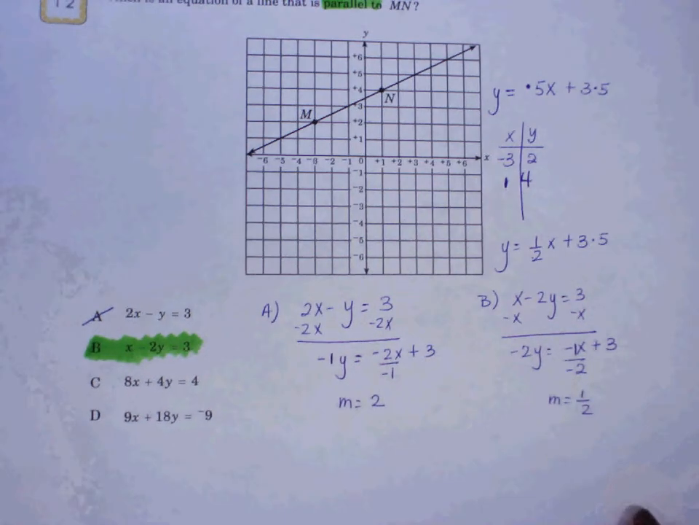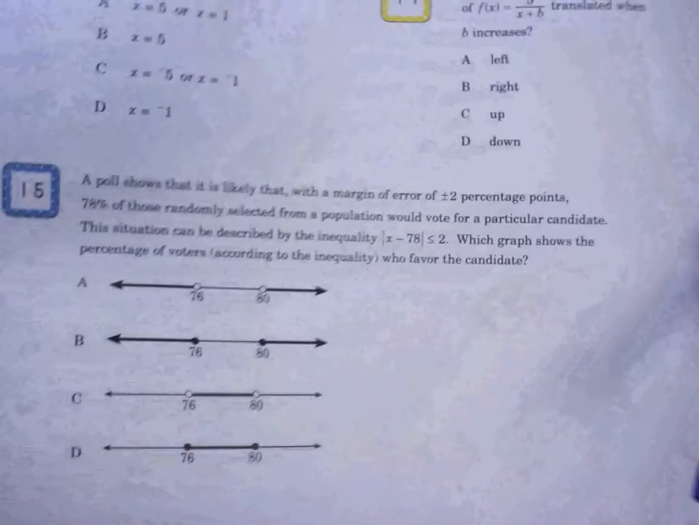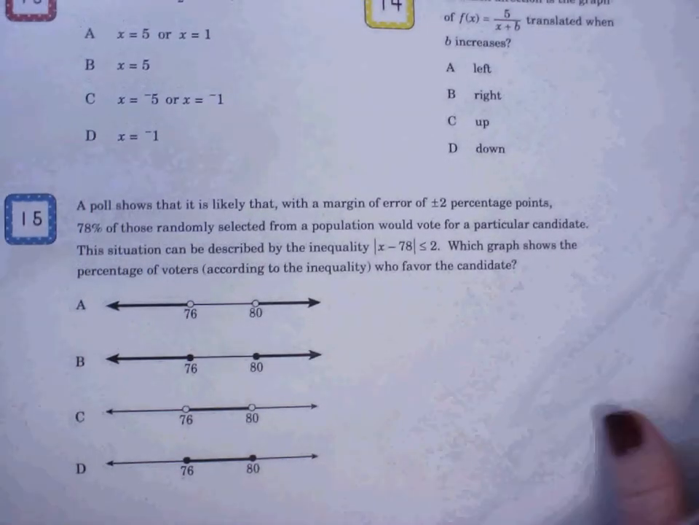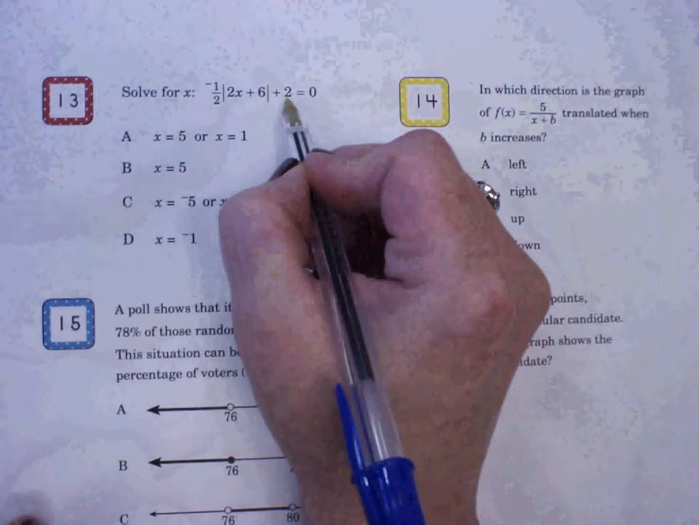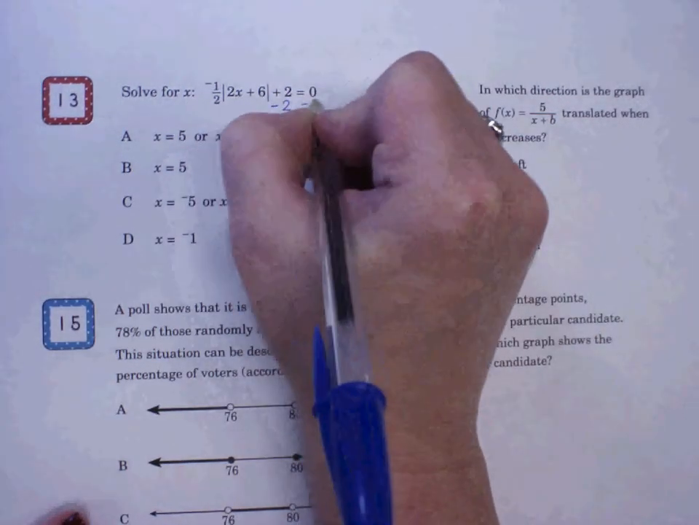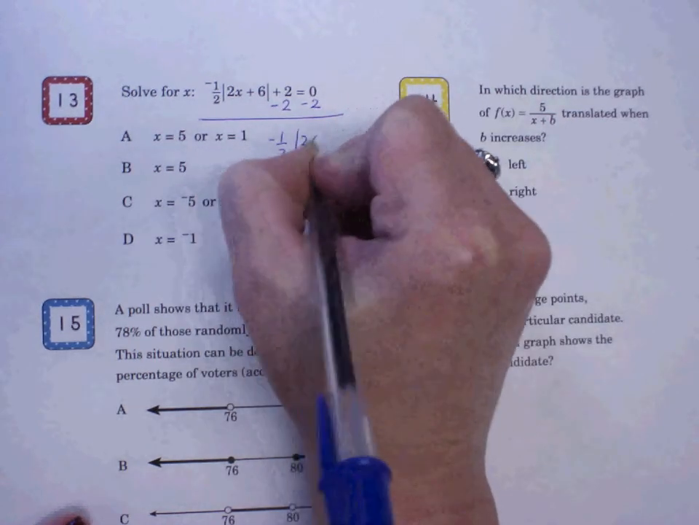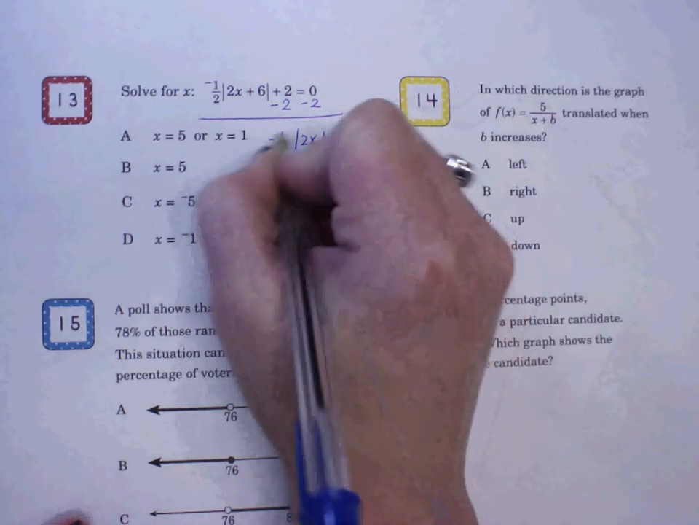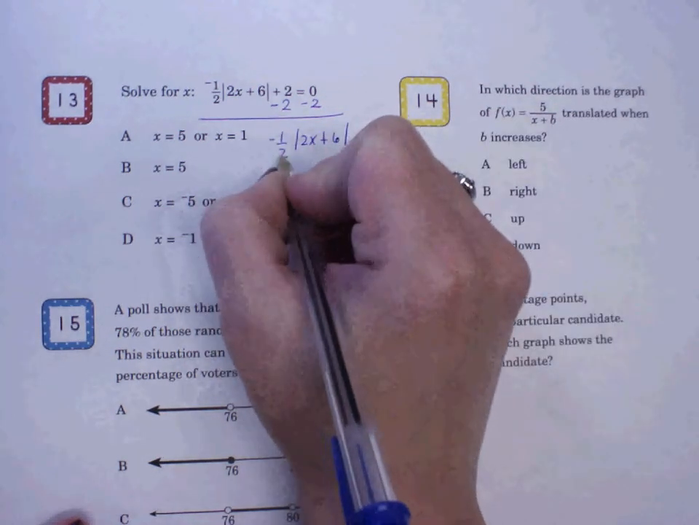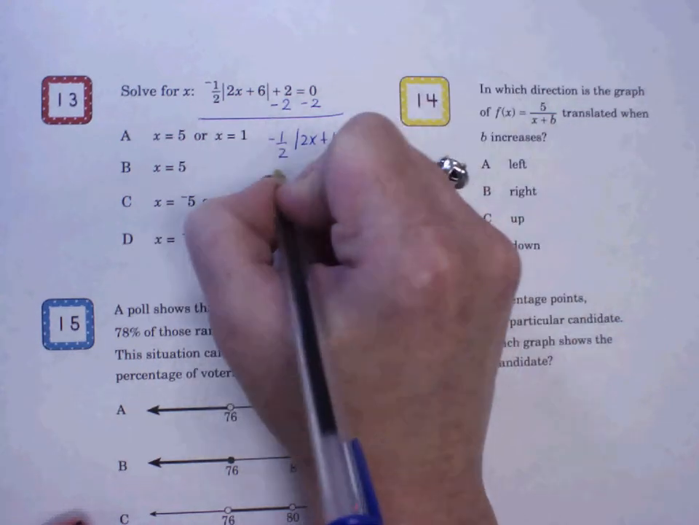All right, number 13. For number 13, I've got to get rid of that plus 2 with a minus 2. So then I have negative 1/2 times the absolute value of 2x plus 6 equals negative 2. I've got to get rid of that 1/2, so I'm going to multiply by negative 2.